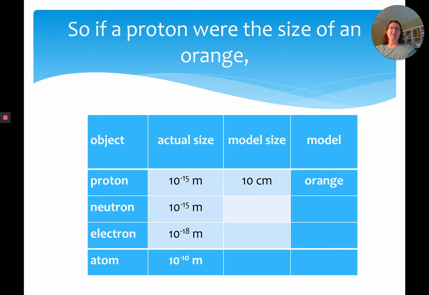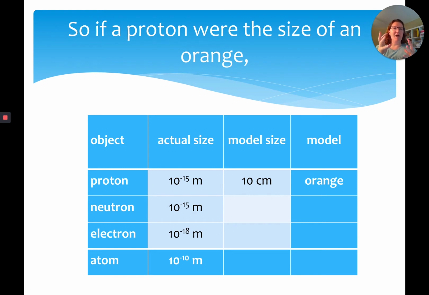So let's just do a thought experiment. If we had a proton and that proton was actually the size of an orange, just a navel orange, the one you'd peel and you'd eat. That's about 10 centimeters in diameter. And so the actual size of a proton is 10 to the negative 15th. It is very, very small. We can see it with electron microscopes, but it's not anything that we can see with the naked eye.